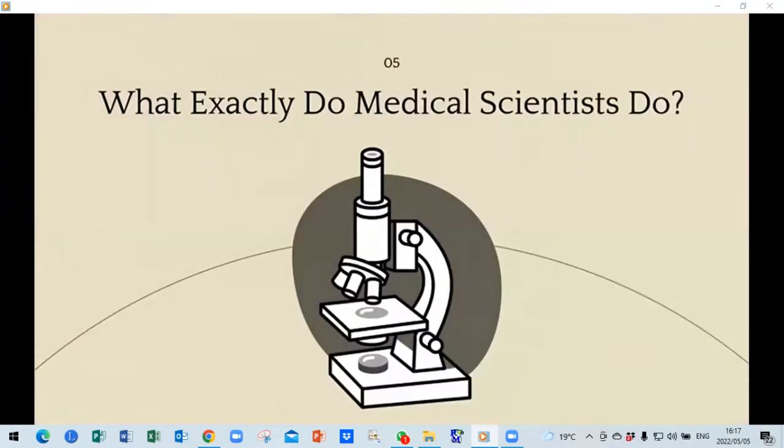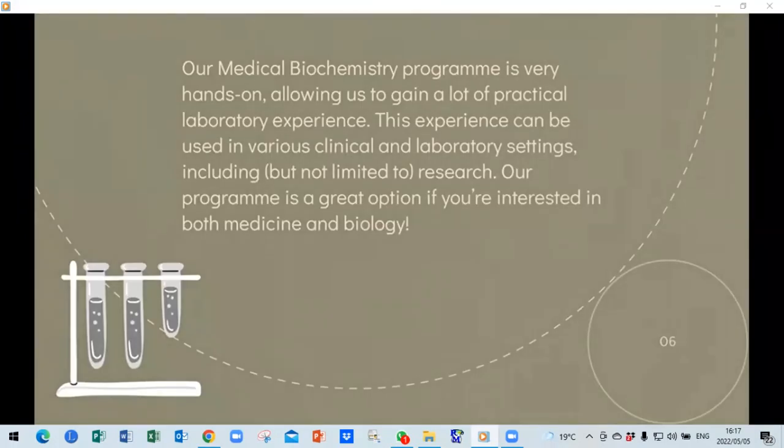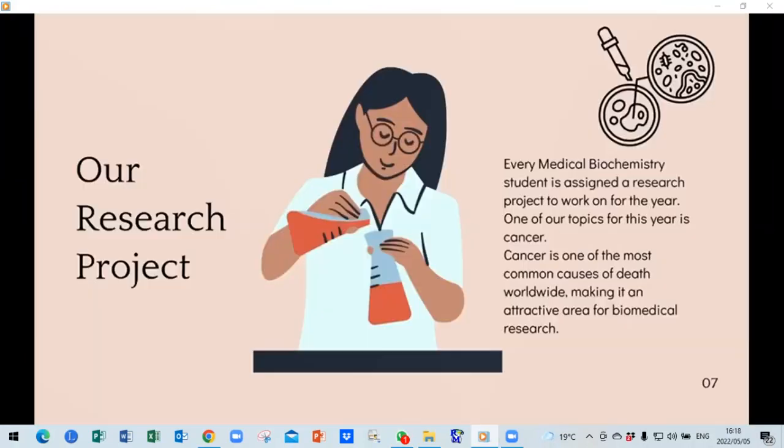So what exactly do medical scientists do? Our medical biochemistry program is very hands-on, allowing us to gain a lot of practical laboratory experience. This experience can be used in various clinical and laboratory settings, including but not limited to research. Our program is a great option if you're interested in both medicine and biology.